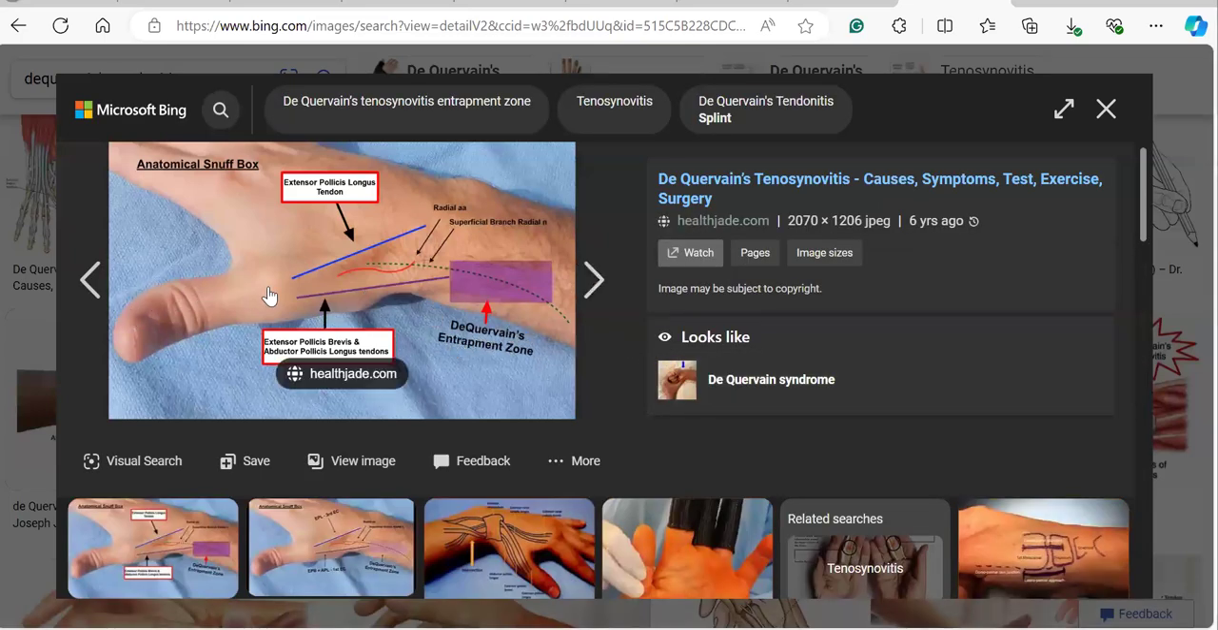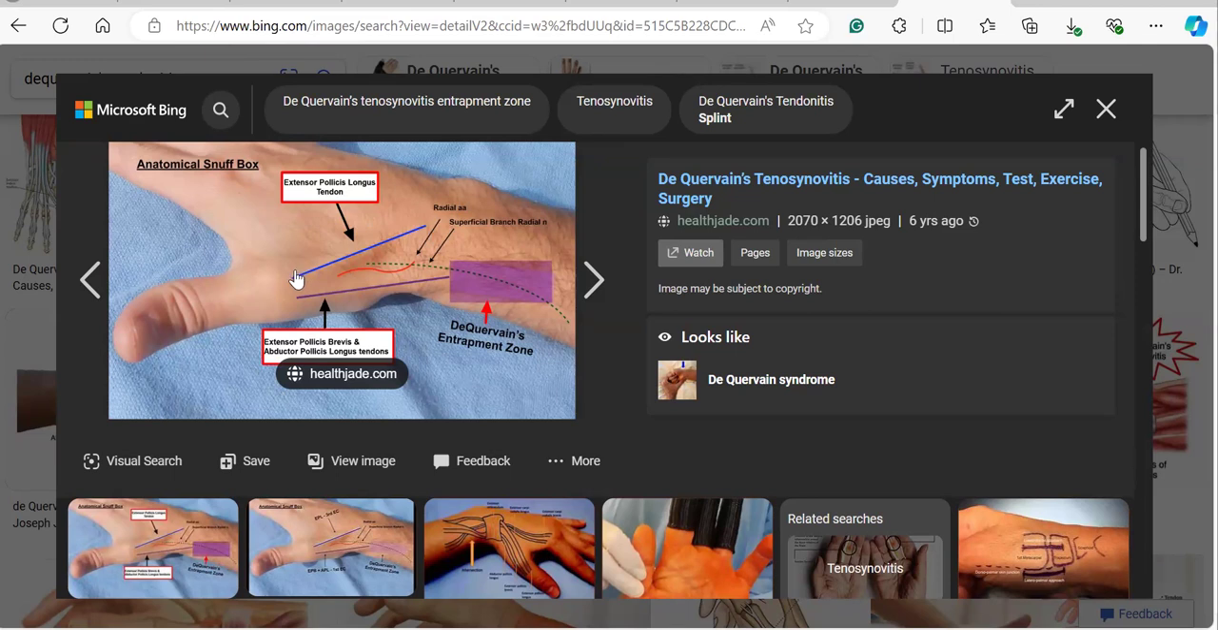So you can see that this is the thumb, and here you have got two tendons. Over here you have got extensor pollicis brevis. Extensor pollicis means thumb, and extensor means extension. That means this tendon extends the thumb. And abductor pollicis means which causes abduction of the thumb. So the extensor pollicis brevis and abductor pollicis longus tendons are over here, and on this side you have got extensor pollicis longus.